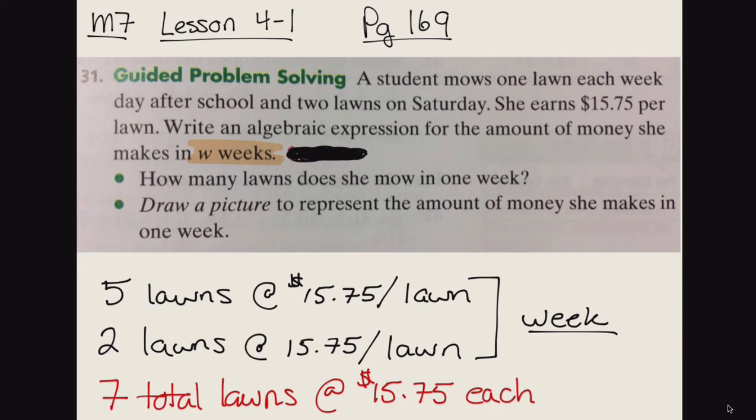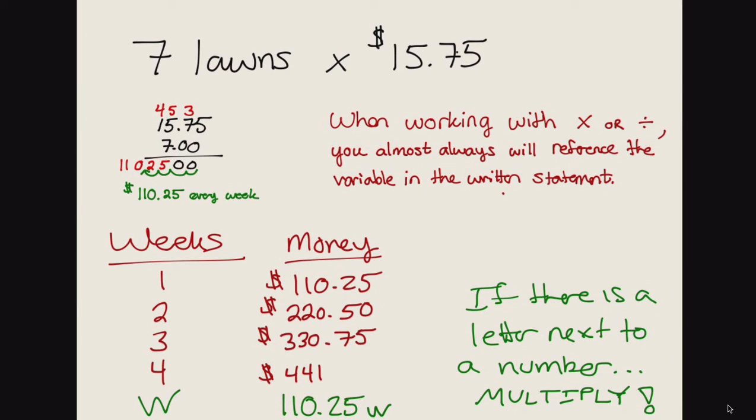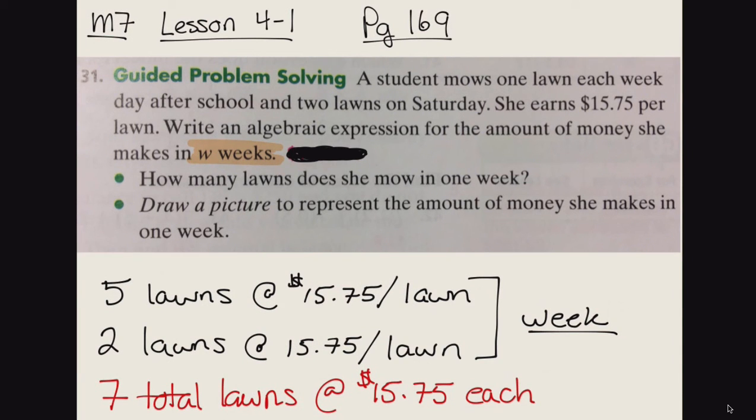Last but not least, we are going to draw a picture to represent the amount of money she makes in 1 week. I don't understand how we're answering the question here. Well, first of all, write an algebraic expression for the amount of money she makes in W weeks. Well, that's what we did here in the green at the bottom, 110.25W. Then they asked us how many lawns does she mow in 1 week. Well, we found that out, 7 total lawns.